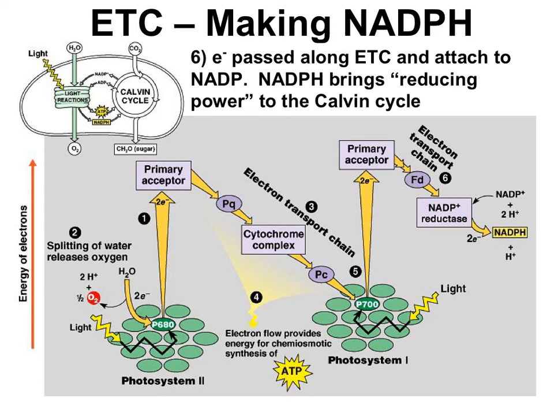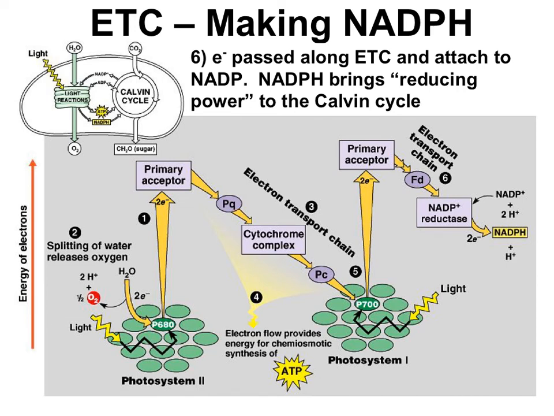NADP reductase. NADP reductase reduces NADP to NADPH. Another way to say this is that NADP is the final electron acceptor in this electron transport chain. But hopefully you can appreciate how this carrier got its name, NADP reductase, as an enzyme that participates in a redox reaction, and that redox reaction reduces NADP to NADPH.